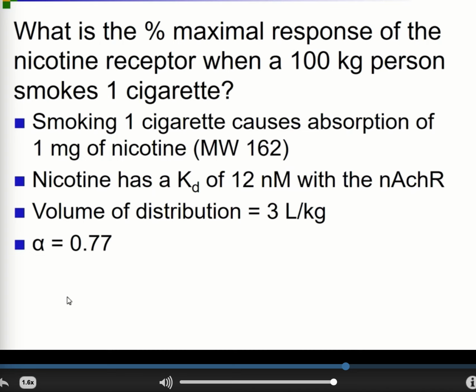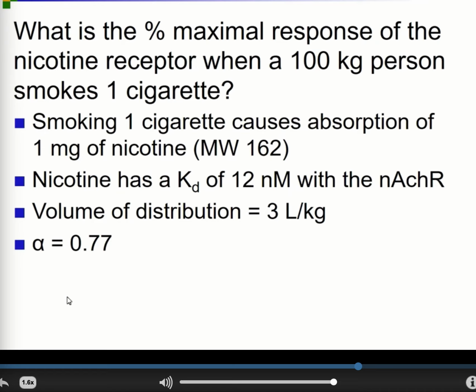So now we're going to revisit this question. This is the same exact question. You don't need to redo all of the math. Remember, the correct answer for the first time around was 63%. Now, all we've done is we've added the fact that alpha equals 0.77. Use that fact to calculate the new maximal response in this situation.